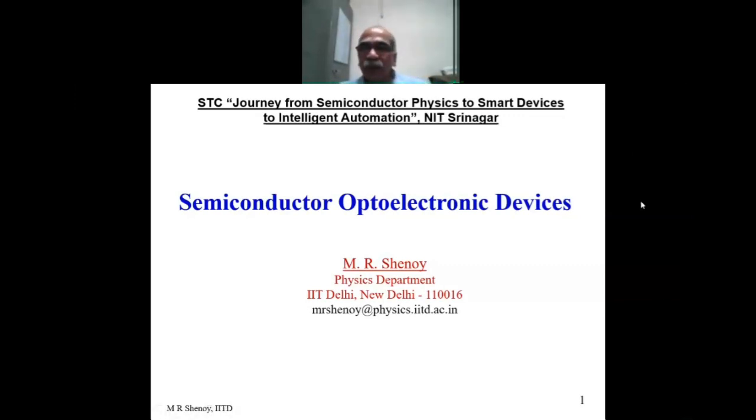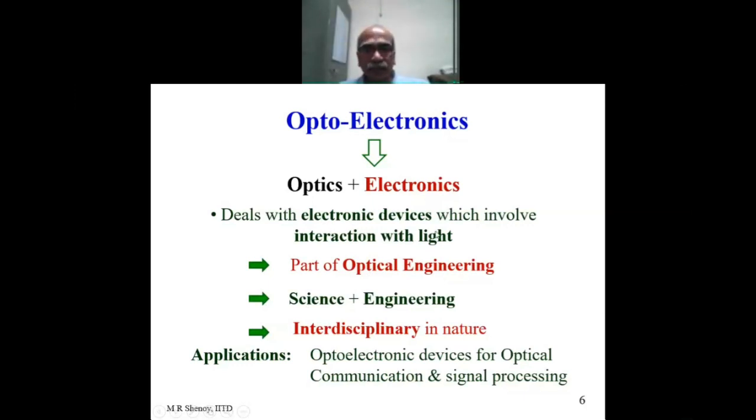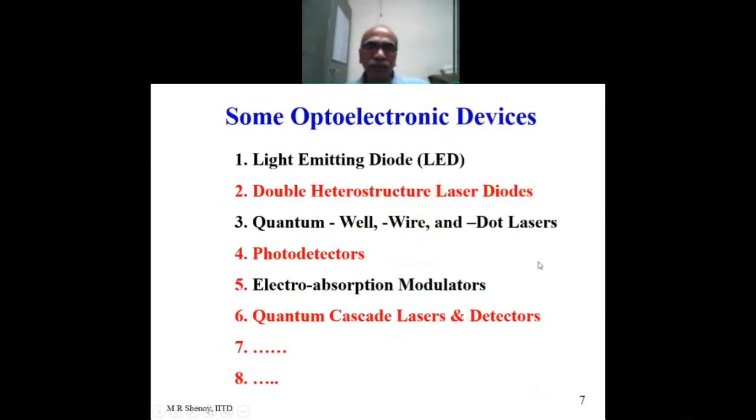Okay. So semiconductor optoelectronics. So optoelectronics, let me start. Optoelectronics, which refers to optics plus electronics, it primarily deals with the electronic devices which involve interaction with light. It's a part of optical engineering. It involves both science and engineering, very much interdisciplinary in nature. And optoelectronic devices are widely used in optical communication and signal processing. Some of the optoelectronic devices are very familiar ones: light emitting diode, double heterostructure laser diodes, quantum well, quantum wire, and quantum dot lasers, photodetectors, electroabsorption modulators, quantum cascade lasers, and the list goes on.